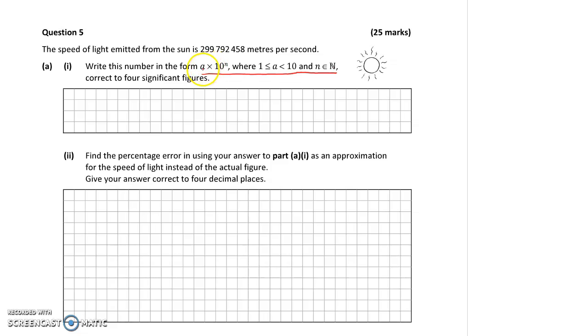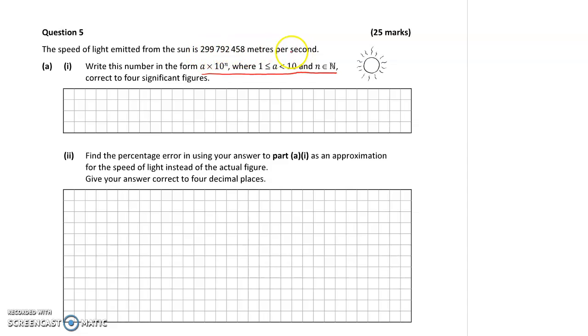It's where there's a number between 1 and 10 multiplied by 10 to the power of something, and that something is a whole number. It might be positive, might be negative. Very large numbers, that power will be positive. If it were a very small number, it would be a negative value. So what we want to do is take the most significant digit and work from there.